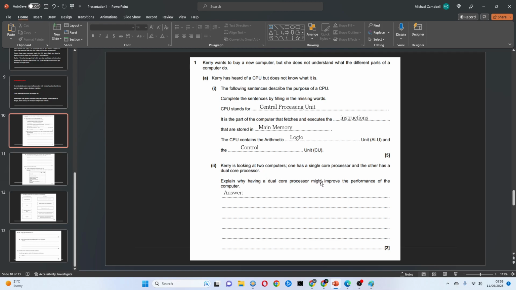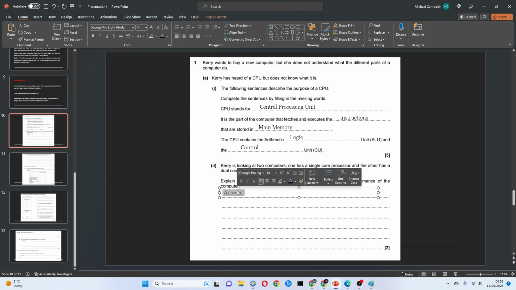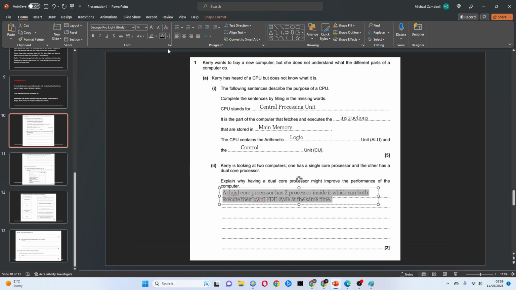Explain why having a dual core processor might improve the performance of the computer. A dual core processor has 2 processors inside it, which can both execute their own FDE cycle at the same time. Oh, just realised I'm writing in white. I will, of course, fix that.